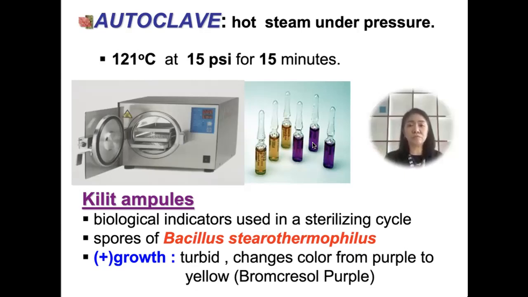Okay, so pinapasok natin purple. Okay, dapat lumabas yan purple pa rin, no, to mean your autoclave is working. Okay, however, if after autoclaving, no, nainitan yung ampule, naging yellow, ibig sabihin nun may microbe buhay. Okay? Binuhay mo tuloy yung spores, yung endospores. Okay? So a positive sign for autoclaves that are not really working or that would require servicing is nagiging yellow yung ating kilit ampules.